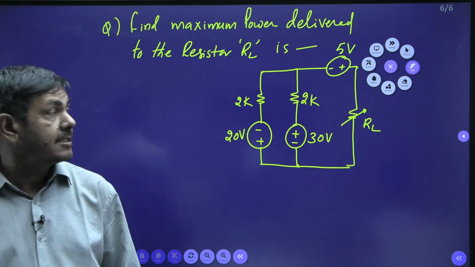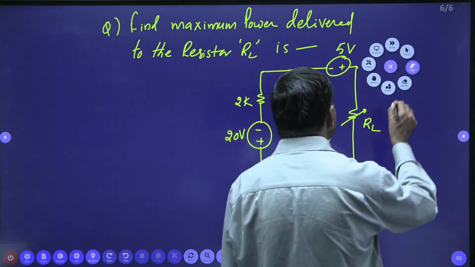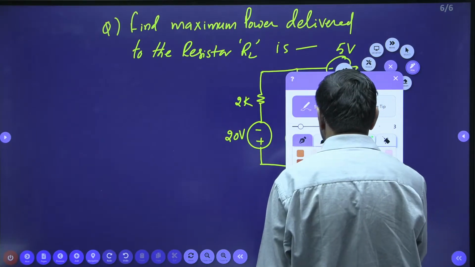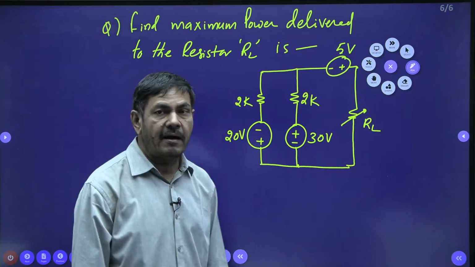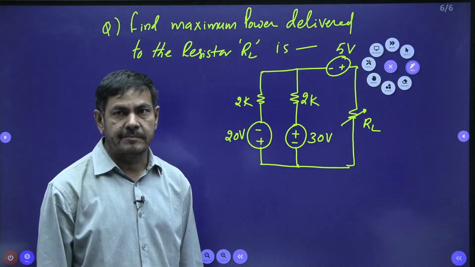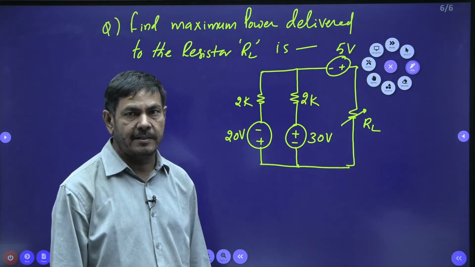But how to get its value? Initially we can try for the VTH. To find the VTH, what you have to do? Wherever RL is given, that must be open circuited. Open circuit voltage is nothing but VTH, we know very well.